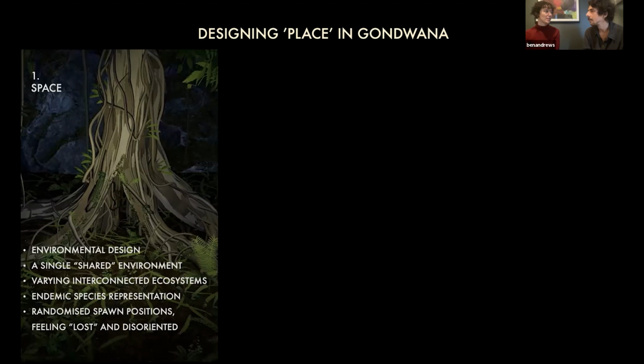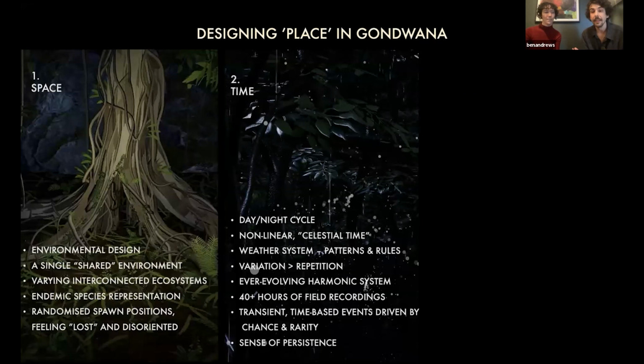And then the second is, you can have a sense of space, but in order to have this sense that it's evolving requires a temporal element. In Gondwana, there's the temporal system, and the time system is quite complex, but it ranges from the day-night cycle through to the weather systems and how they procedurally change, and the rules and parameters in which those patterns work.